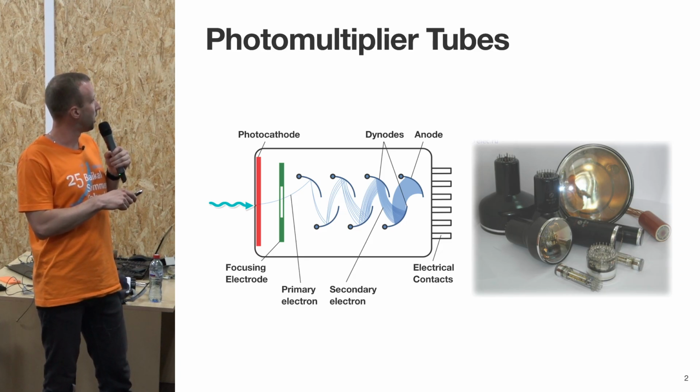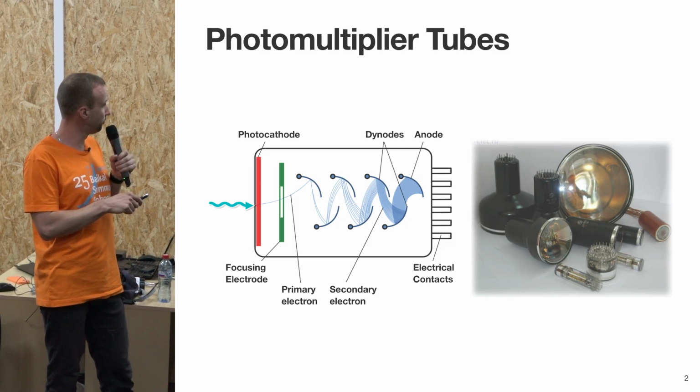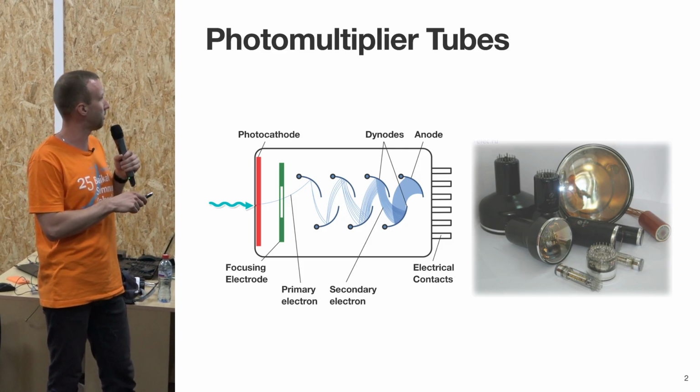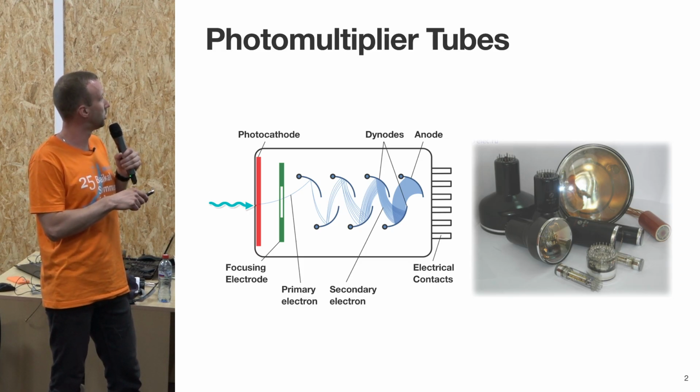When the incident photon hits the surface of this layer, the photo effect happens, and then an electron is emitted from this surface. So we have an incident photon, then an electron produced by the photo effect, and then we have the so-called dynode system. There is a focusing electrode which guides our electron to the multiplication system called dynodes.